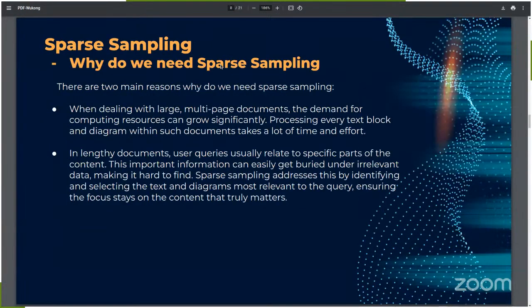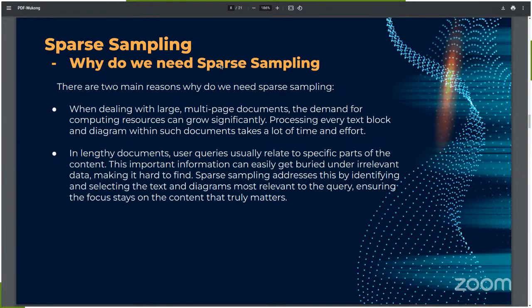Now, coming up to sparse sampling. Let us first understand what sparse means. In the context of computer science, sparse data generally refers to data where most of the elements are either zeros or null. That is, they are absent.